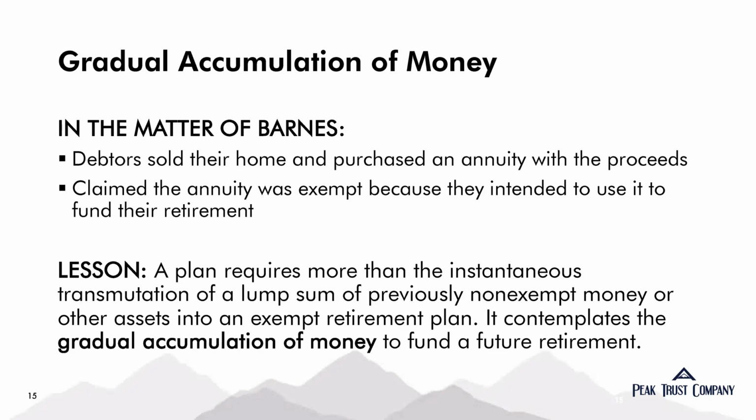But let's talk about Barnes, because in Barnes, the debtor sold their home and purchased an annuity with the proceeds and then claimed the annuity was exempt because they intended to use it to fund their retirement. I wish it was that easy. And considering the use of the word plan in CCP 704.115(a)(1), the court stated that a plan requires more than an instant transmutation of a lump sum of previously non-exempt money or other assets into an exempt retirement plan. It contemplates the gradual accumulation of money to fund a future retirement.